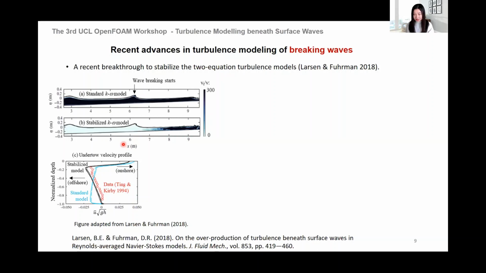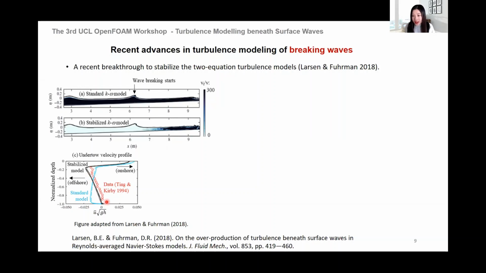So figure C shows the enormously improved undertow velocity predicted by the stabilized model, which is in line with experiments. But if you see the standard K-omega model prediction, it deviates from the experimental data, even with the wrong trend. This undertow velocity is an averaged vertical velocity profile beneath the wave surface. So this is considered a major improvement from the standard model to the stabilized model.